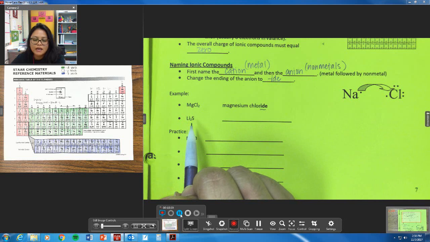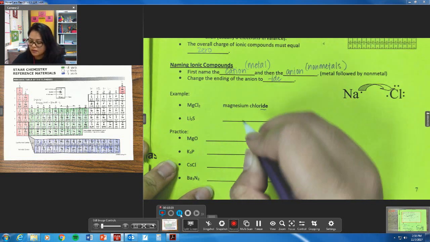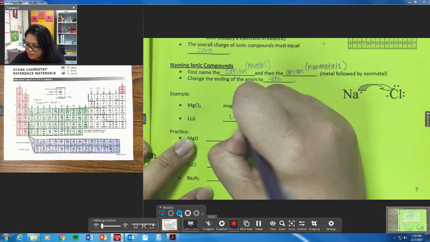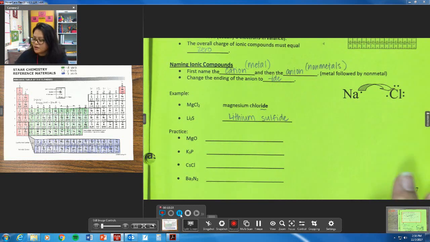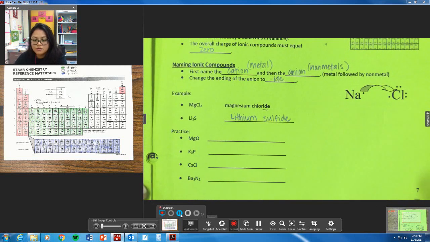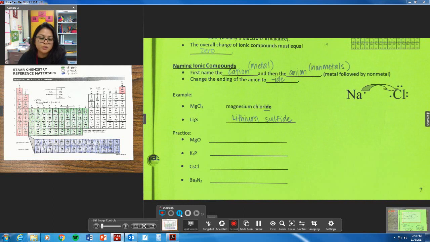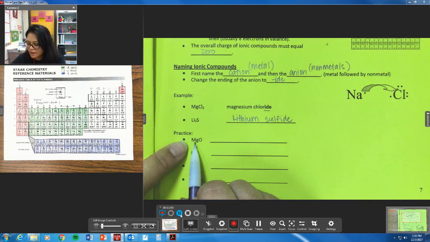If we have lithium and sulfur, our name would then be lithium sulfide. Okay, so lithium sulfide. If you want to practice, go ahead and do the next 4 on your own. You can always pause the video and then push play. So at this time, if you want to pause to do the practice on your own, please do.